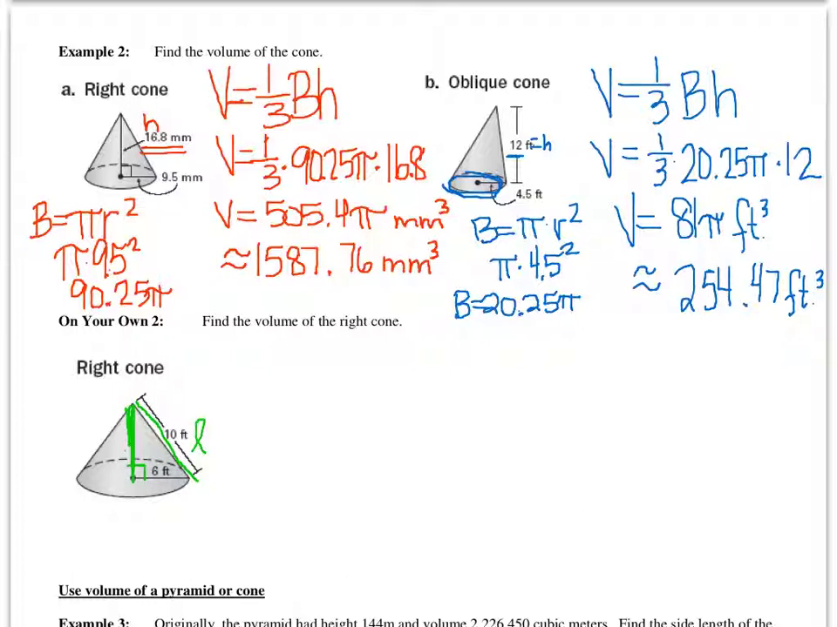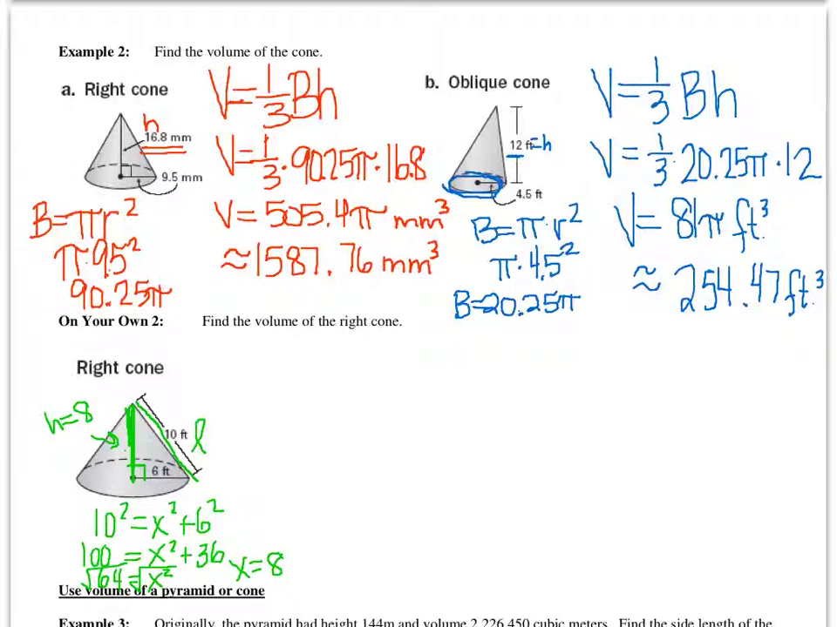With that being a right triangle, I'm going to use the Pythagorean theorem. So my hypotenuse squared equals my height squared plus 6 squared. So 100 equals x squared plus 36. Subtract 36 from both sides, and you'll have 64 equals x squared, take the square root of both, and x equals 8. So my height here is 8.